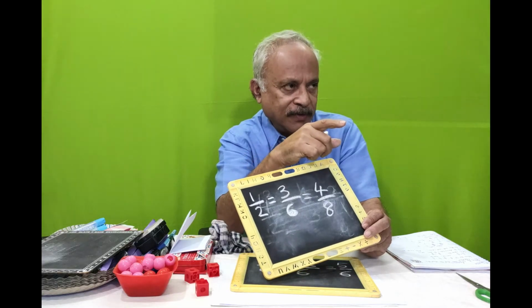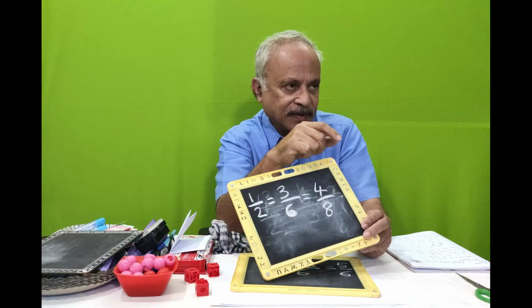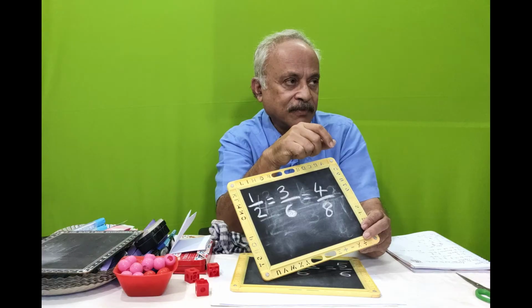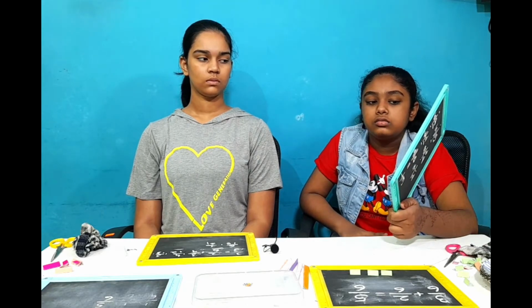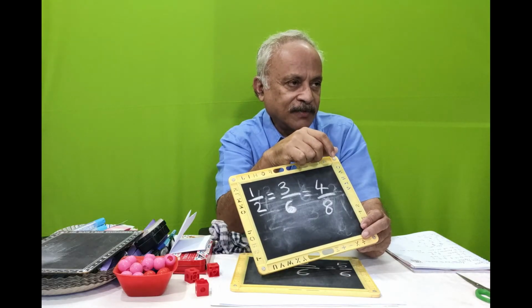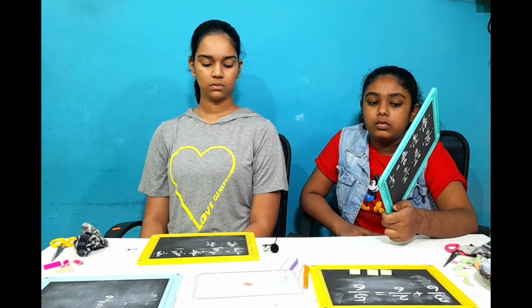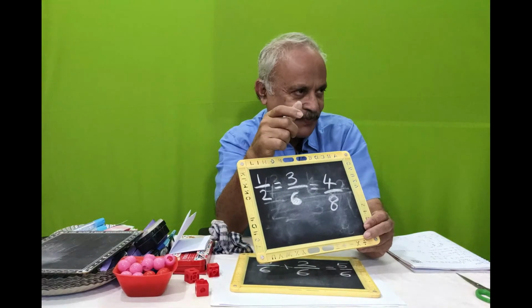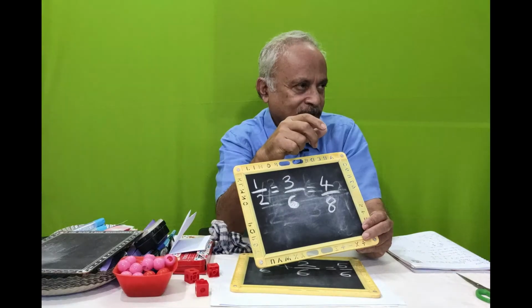Now the first one, 3 by 6, the pieces are 1 by 6. Look at the second one, the pieces are 1 by 4. Look at the third one, 1 by 8. The fourth one, pieces are 1 by 10. And the last one, 1 by 12.